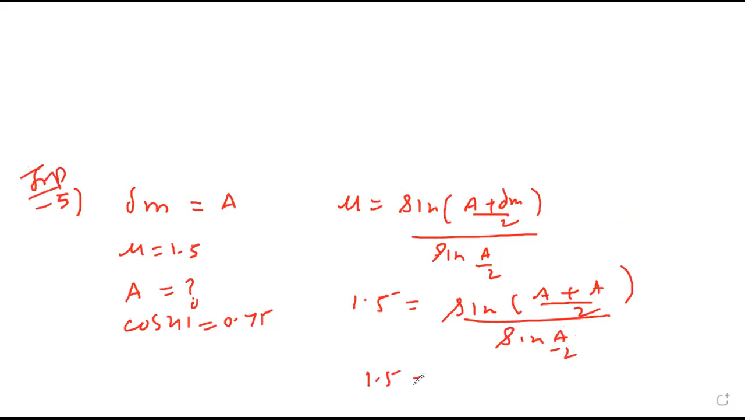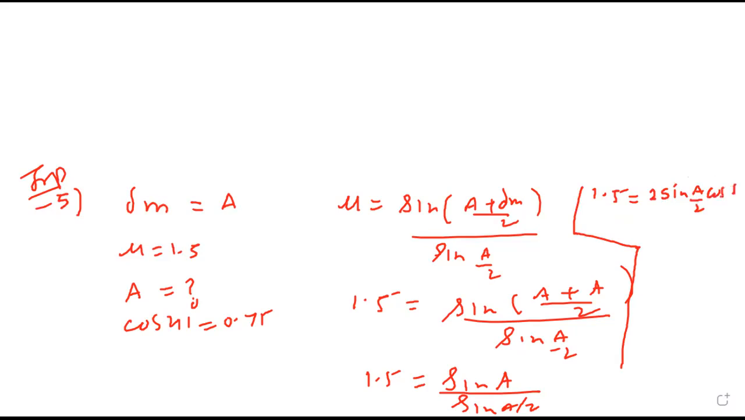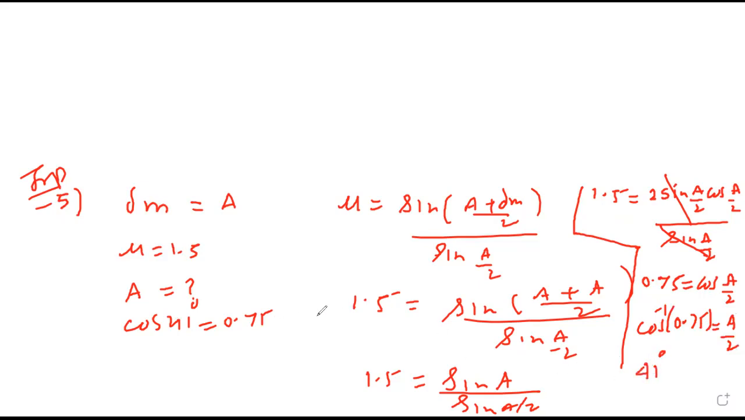Again, an important sum. Sine of 2A upon 2 is sine A, divided by sine A by 2. So 1.5 equals sine A; can you write it in terms of sine A by 2? What is the sine 2A formula? Sine A cos A. Yes. So similarly, sine A will be 2 sine A upon 2 cos A upon 2, divided by sine A by 2. Sine A by 2 and sine A by 2 cancel. So 0.75 is cos A by 2. So cos inverse of 0.75 is A upon 2. Can I write 41 degrees from here? Yes, equals A by 2. A will become 82 degrees. Option D.